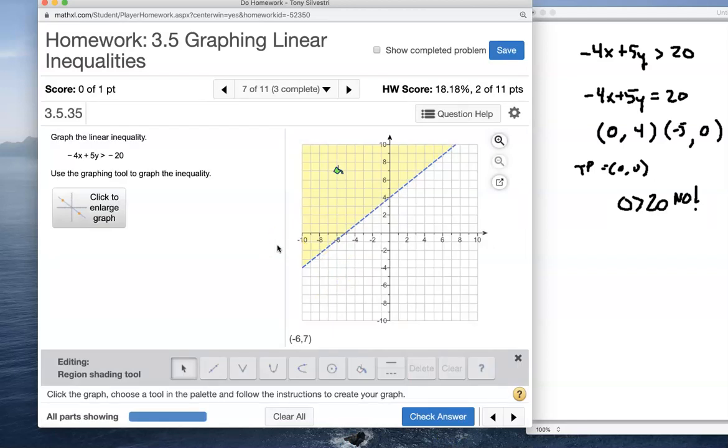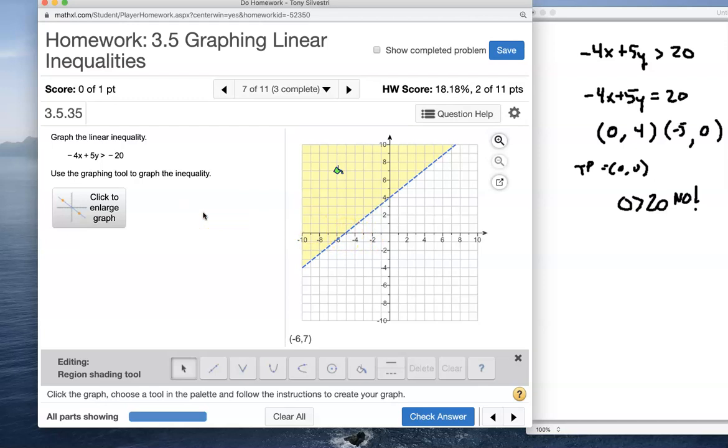Okay. Now, why didn't that work? 0 plus 0 is greater than 20. 0 is greater than 20 is false. Maybe the line was drawn wrong. Maybe the line 0, 5, 0, 4, and this is negative 5, 0.